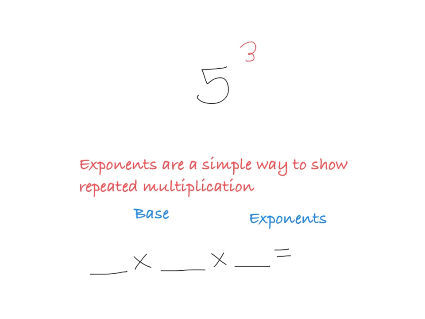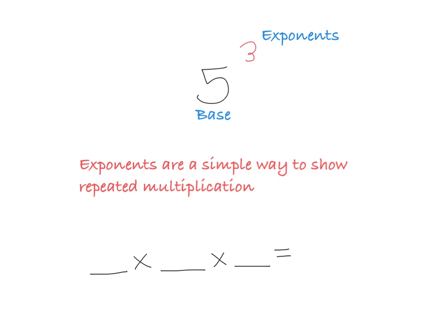So first of all, we need to look at a couple of definitions here. Just like in addition, when we have repeated addition, it gives us multiplication. Exponents are a simple way to show repeated multiplication. So here we have 5 to the third power. Now in this, our base is 5. That's the factor that we're going to repeatedly multiply. And our exponent is the little number written up top. In this case, it's a 3, or to the third power. That's how many times we're going to multiply our base.